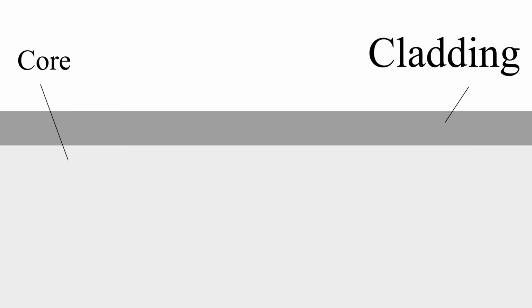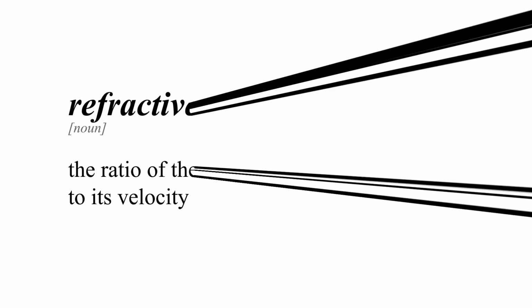This works due to a principle called total internal reflection. The optic fiber core is encased in another layer of glass called cladding. When the beam of light hits the boundary between the core and the cladding, it reflects back into the core rather than passing out of it. Why? Because the cladding has a lower refractive index than the core.